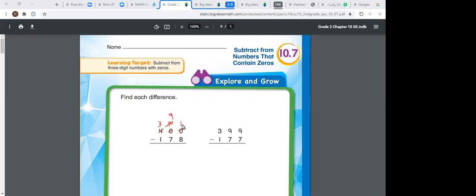Now 10 minus 8 equals what number? 10 minus 8 equals 2. So let's write here 2. And 9 minus 7 equals 2. Let's write here also 2. And 3 minus 1 equals 2. So the answer equals 222.